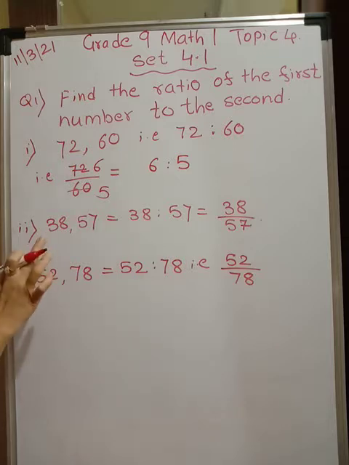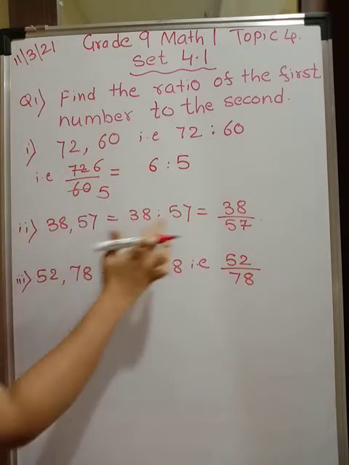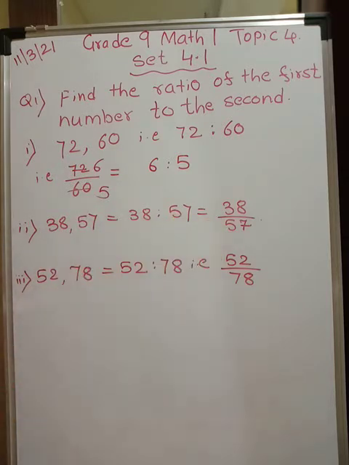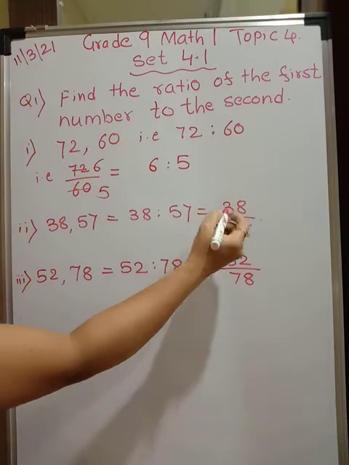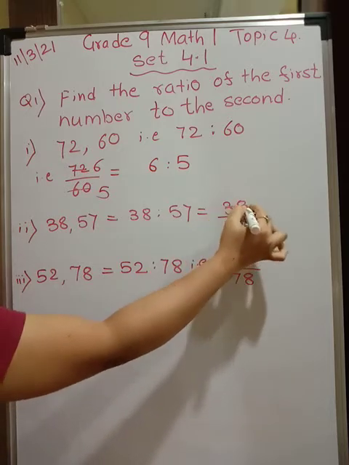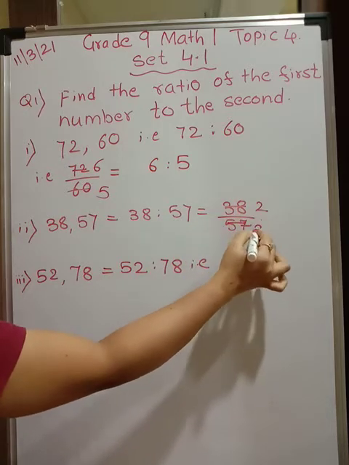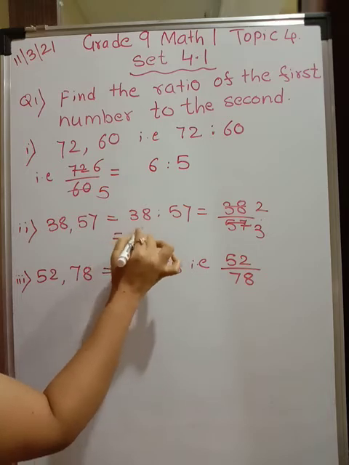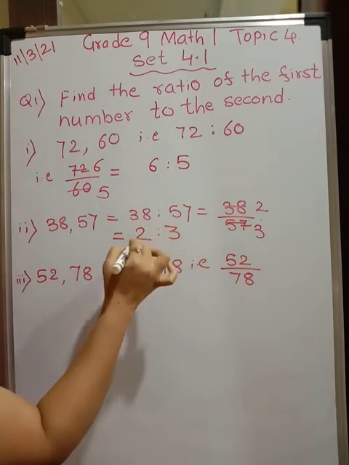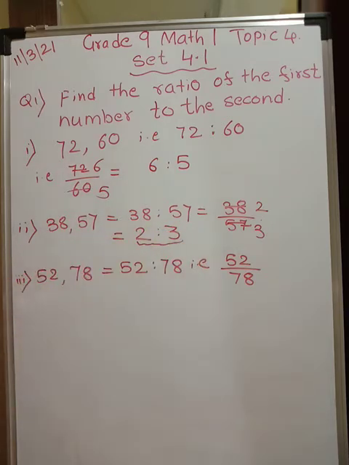Alright. Now see second, 38 by 57. So it is 38 upon 57. If you are very well with the tables, you will not have any problem. You know 19 twos and 19 threes. So this is divided by 19, 19 twos, and this is 19 threes. So this ratio comes out to be 2 is to 3. Isn't it easy, students?